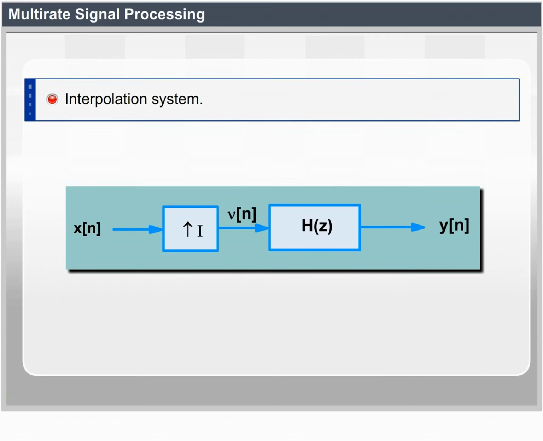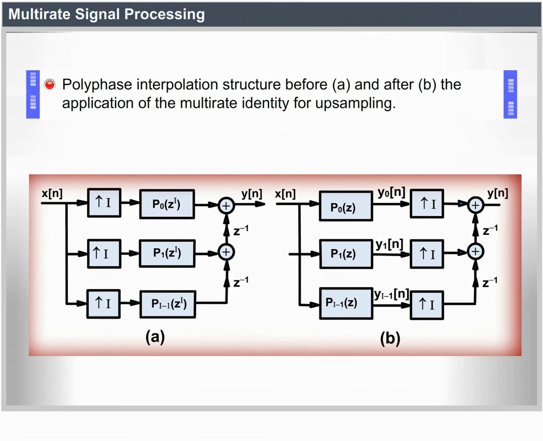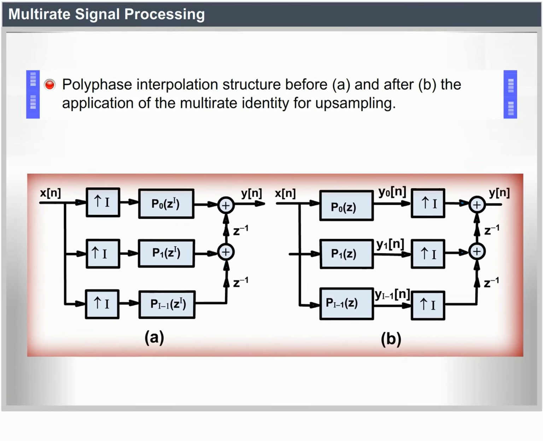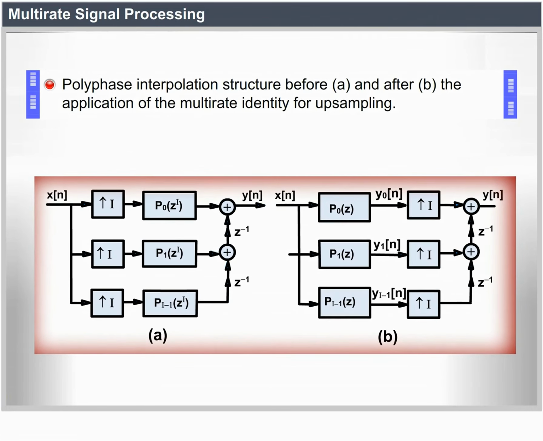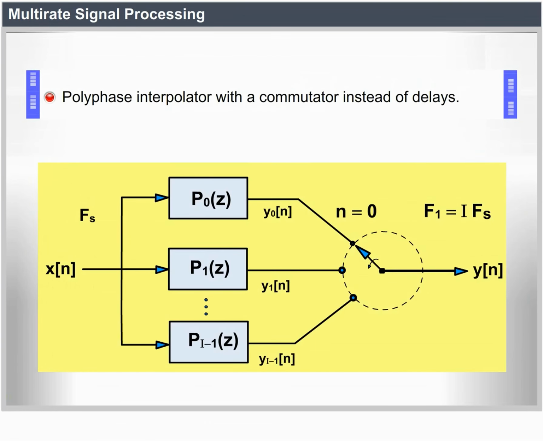Figure: polyphase interpolation structure before A and after B. The application of the multi-rate identity for upsampling. Figure: polyphase interpolator with a commutator instead of delays. Figure: MATLAB implementation of a polyphase FIR interpolator.